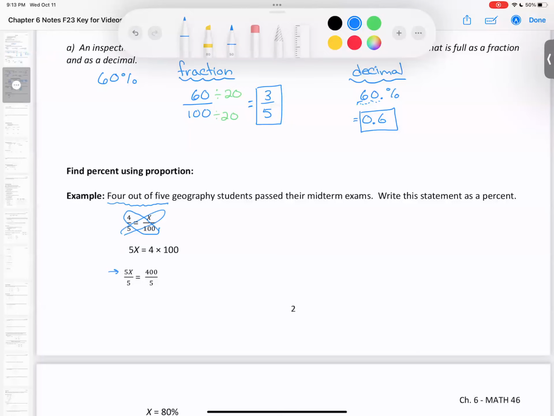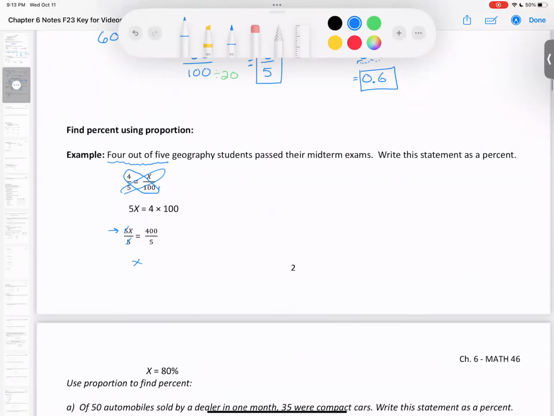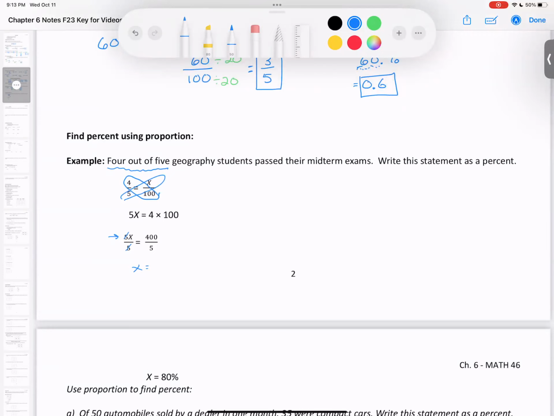So we're going to divide by 5, because if we divide by 5, we can cancel out those 5s. And then we get X is 400 over 5. That gives us X equals 80. So our answer is 80% pass their midterm.